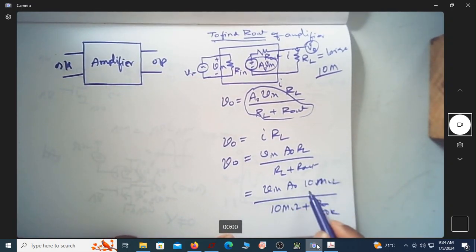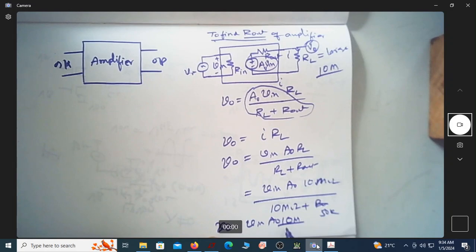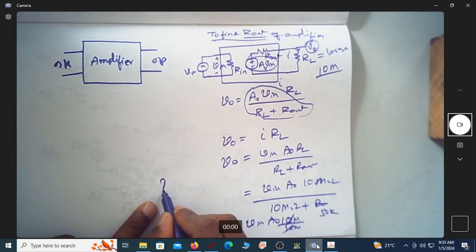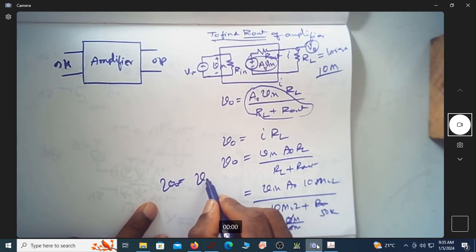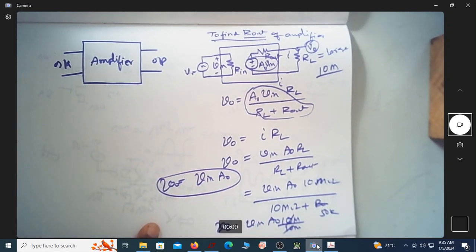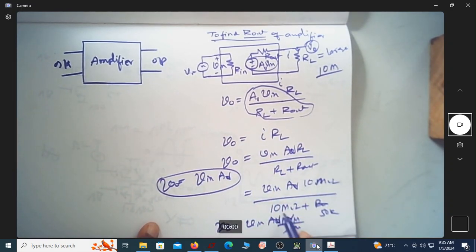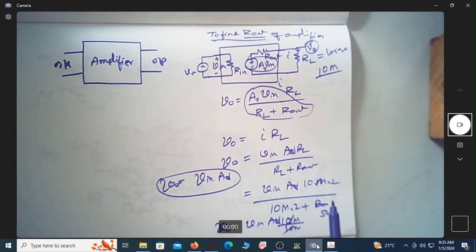If you actually do this, what is V0 now? V0 is equal to Vin into A0 times 10 mega by 10 mega, because this plus this is almost equal to 10 mega. This will go off. So V0 is equal to Vin into A0. This is the gain I'll be getting. The gain of the amplifier, let me write it as AV. So V0 is given by the gain times the input voltage.